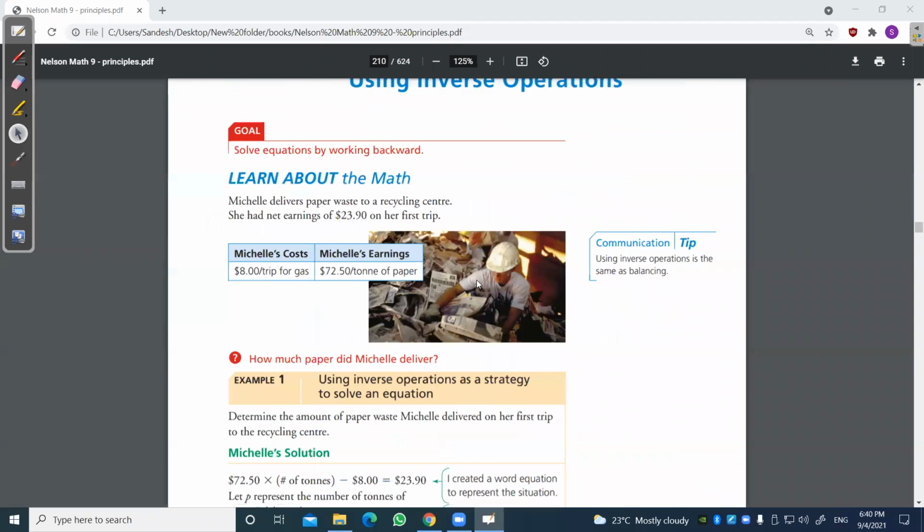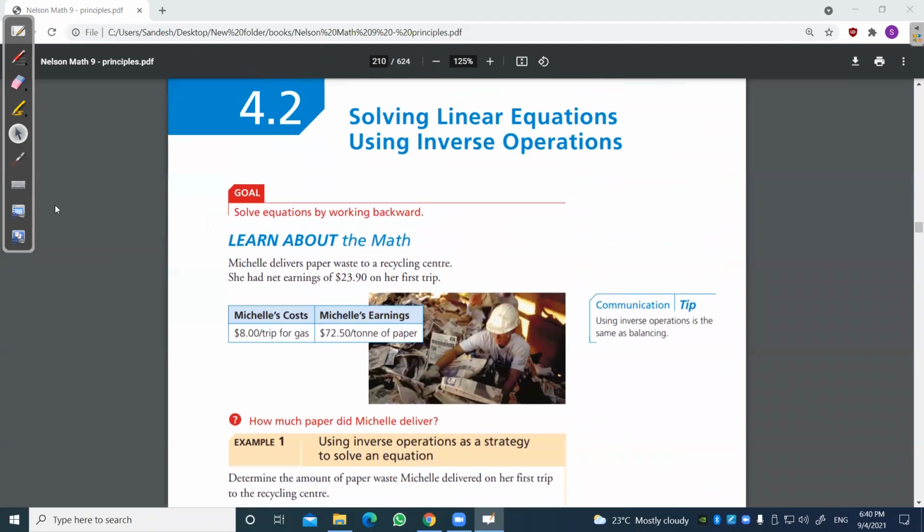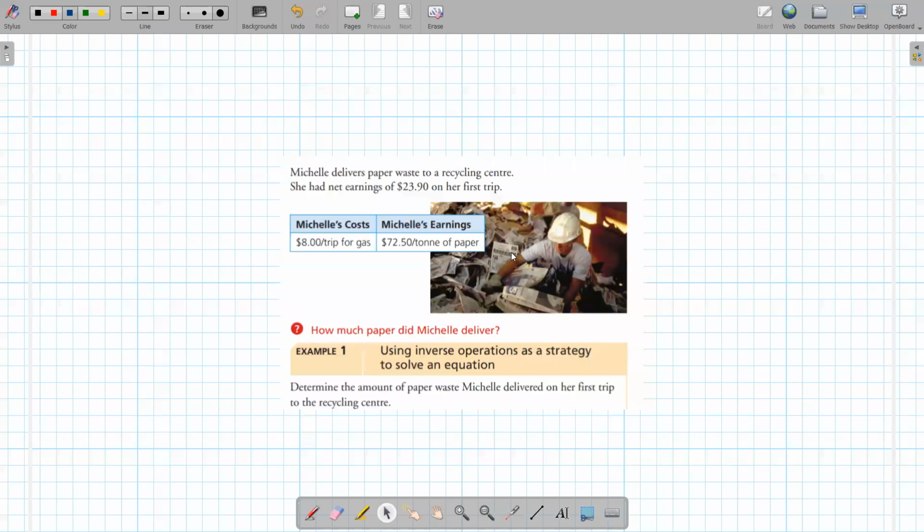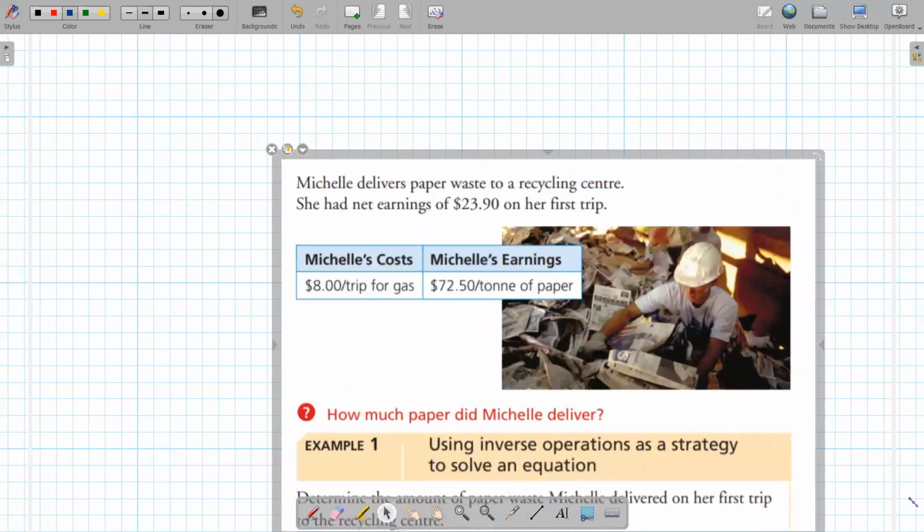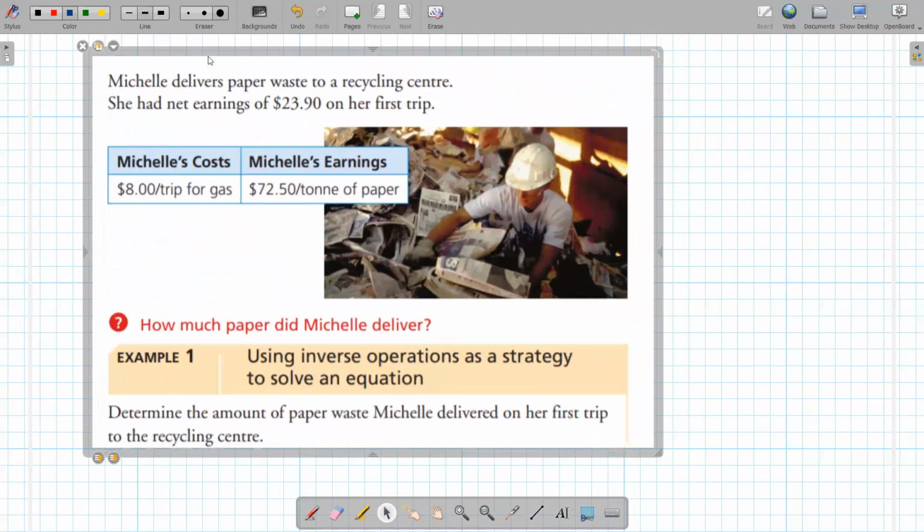Let's move on. More equations, yeah? You good with this unit? Yes. All right. What's going on here?